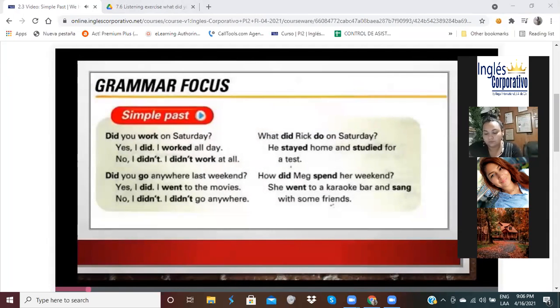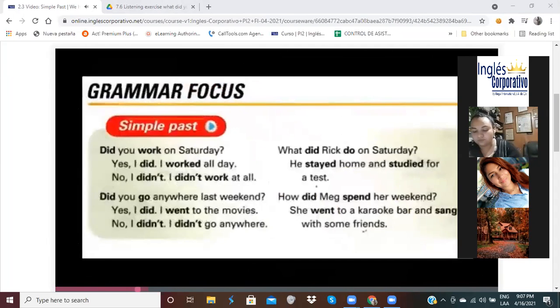Welcome back. So now it's time to study past tense. For us to succeed learning it, we need to learn verbs in simple past. We'll teach you how to make questions and how to answer in both affirmative and negative form. Please pay attention. Simple past. Did you work on Saturday? Yes, I did. I worked all day. No, I didn't. I didn't work at all. Did you go anywhere last weekend? Yes, I did. I went to the movies. No, I didn't. I didn't go anywhere. What did Rick do on Saturday? He stayed home and studied for a test. How did Meg spend her weekend? She went to a karaoke bar and sang with some friends.